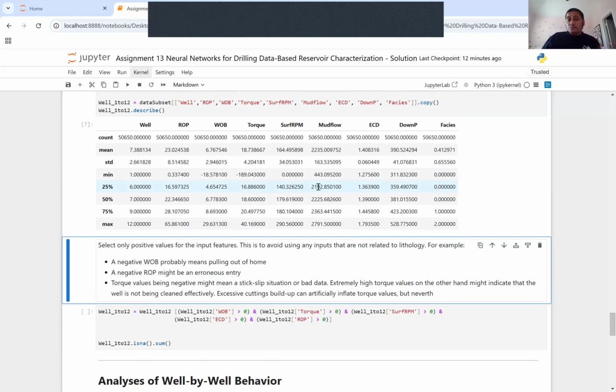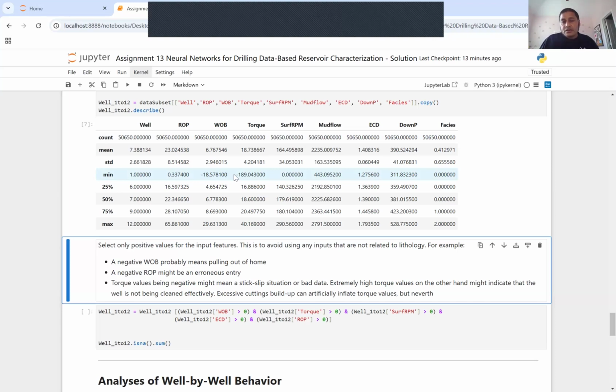And what we can see over here is the univariate statistics associated with each one of the input features. What we also observe is that the weight on bit has a few negative values. We also observe that the torque has a few negative values.